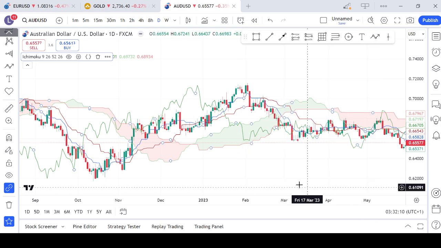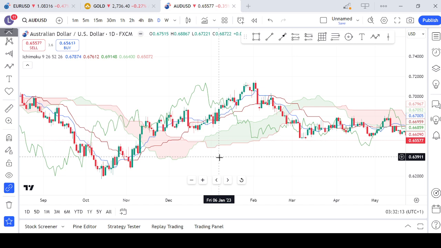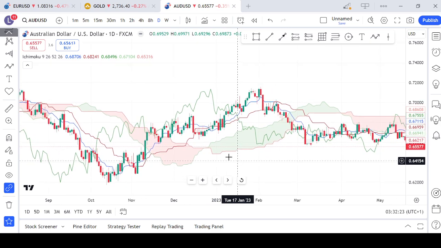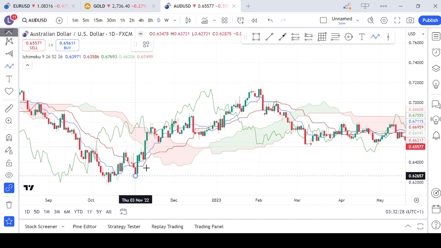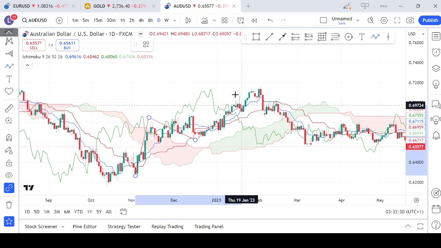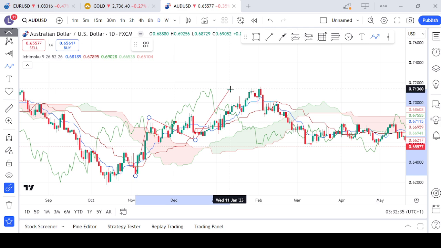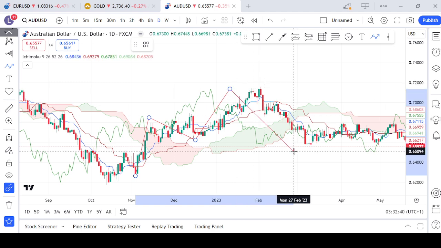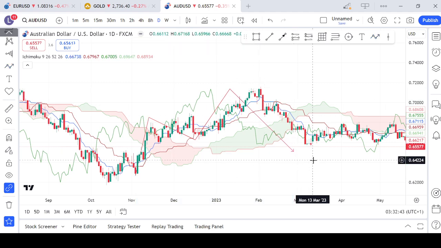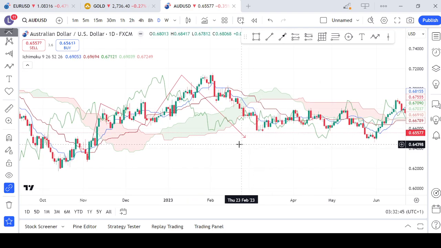The cloud itself, formed between Senkou span A and B, serves as a dynamic support and resistance zone. So when price is above the cloud, like this, see price breaking through this cloud and staying above it, it indicates a bullish trend, while price below the cloud suggests a bearish trend. The cloud's thickness can also indicate the strength of the trend.